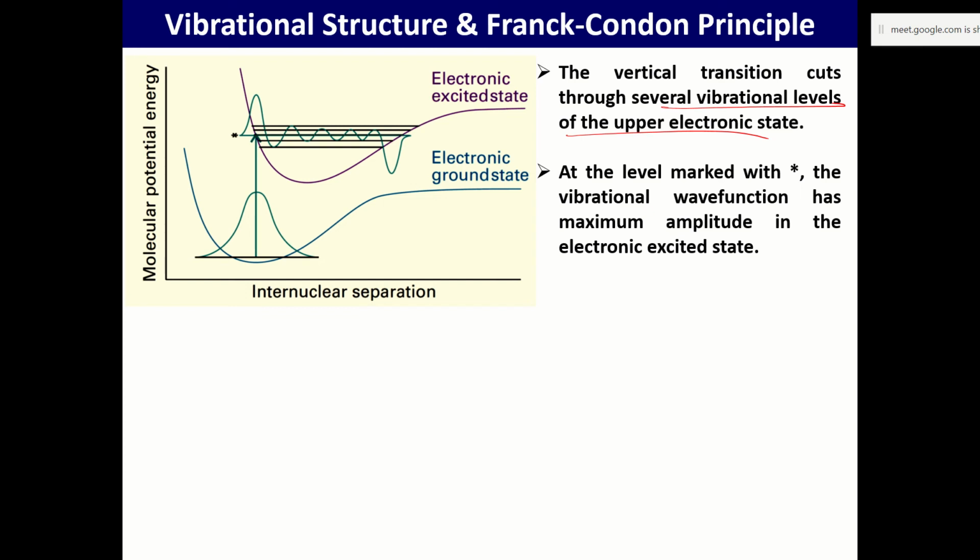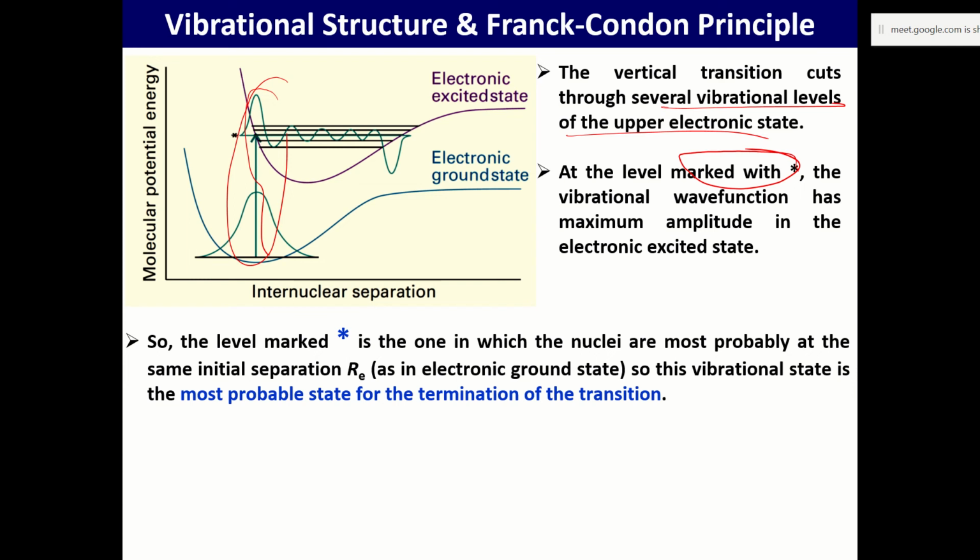We have seen that the level labeled with a star has the vibrational wave function with maximum amplitude, and that is exactly at the same position as the lower one. The similarity of the two profiles gives you the best transition dipole moment. So this is an essential criterion. If there is huge dissimilarity, if something is zero, then when you multiply the two things, it will become zero. So they are present at the Re position as in the ground state. The vibrational state is the most crucial factor for determining the transition.